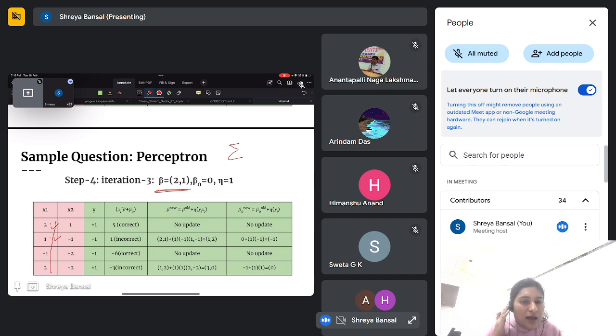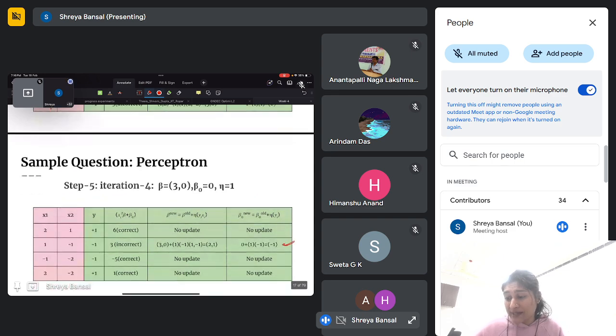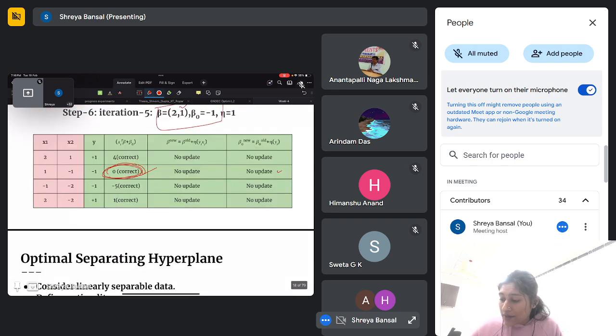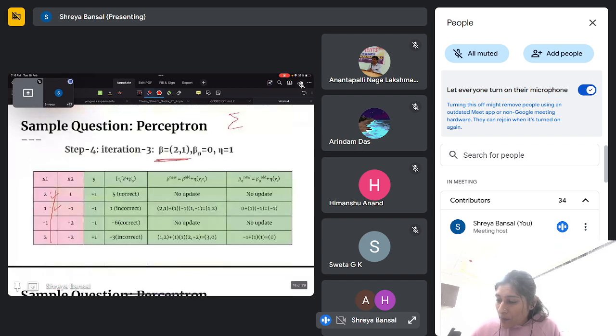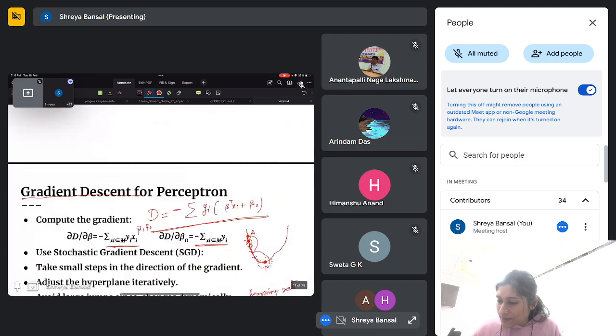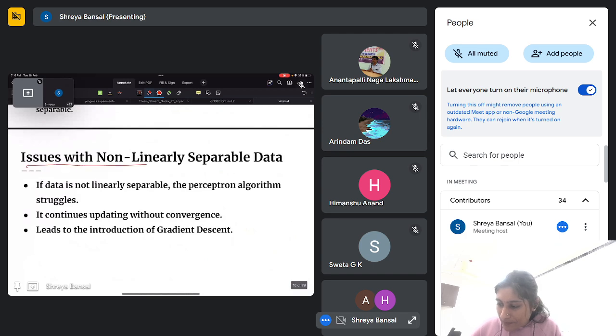Let's say these are the 3 points, and then we want to somehow use that. That's a separate case. I just want to give you a glimpse of what this summation means here. So this is all about the perceptron. Basically, the major problem is the issue with non-linearly separable data.